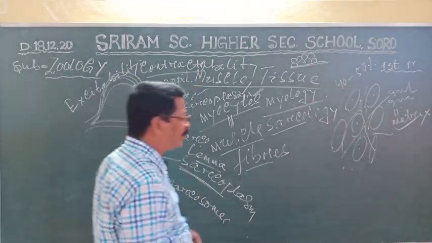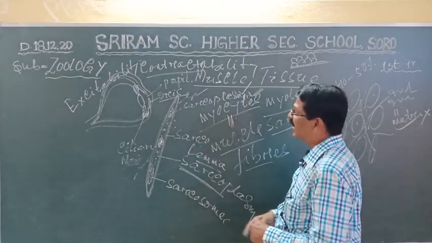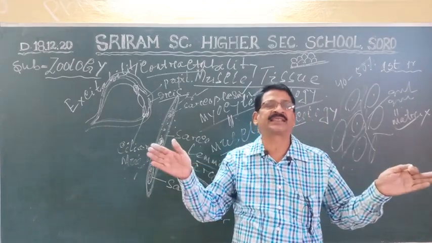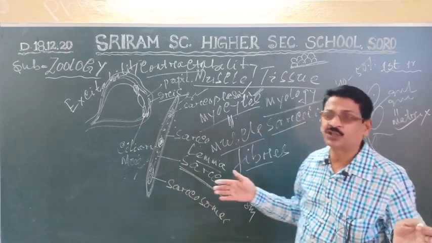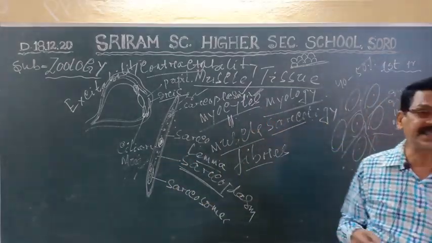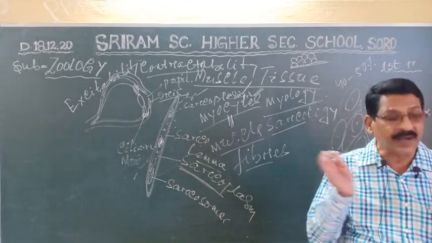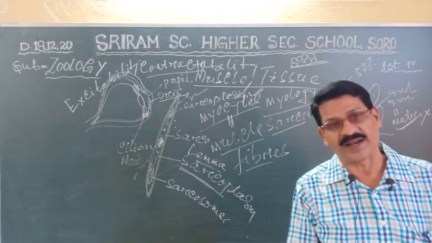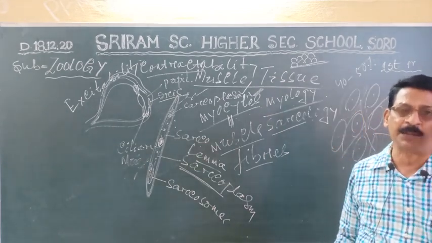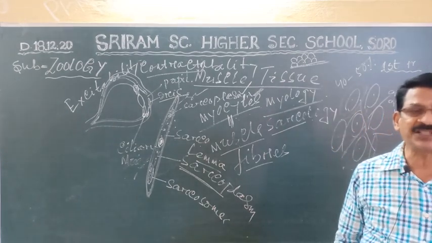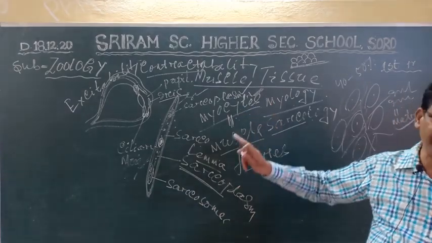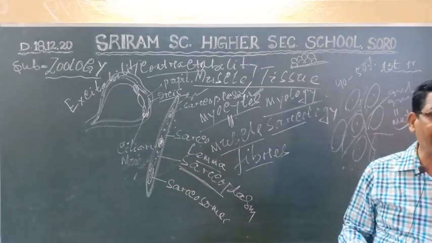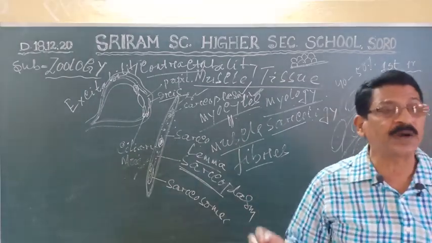Contractibility means muscle cells are those cells that have the power to contract and relax. So that is called contractibility. You have to remember that a muscle cell must have two properties: one is contractibility, another is excitability. Excitability means it can receive and respond to stimuli.